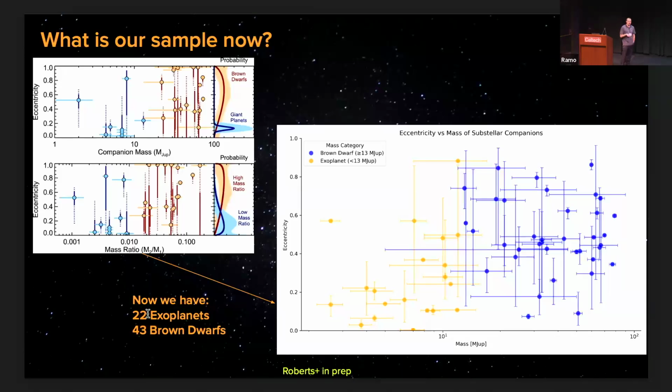In total, we have 43 brown dwarfs and 22 total exoplanets. There are a few that I saw at the next poster session that I'm going to have to ask about, so stay tuned, you will see my face eventually. And so what we've done then is, for all of these, perform the orbit fits again, and this is what our sample looks like now.